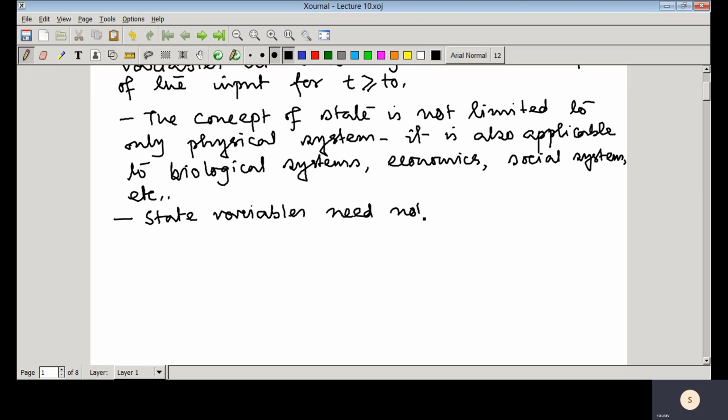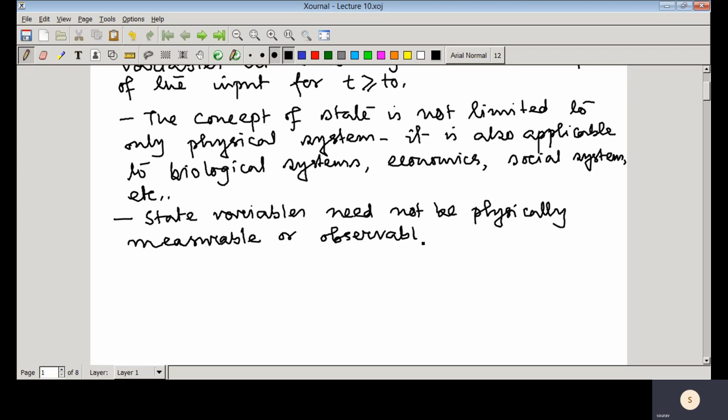Need not to be. We will see all of those things by some numerical example, then those points would be clear. Physically measurable or observable quantities.